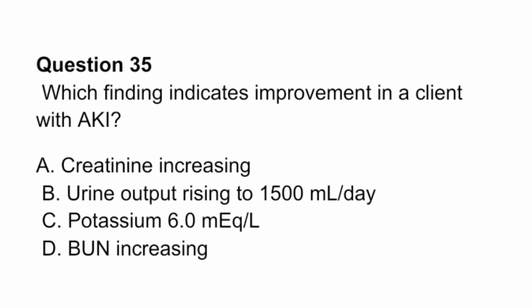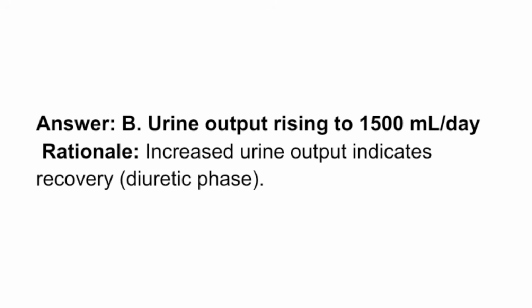Question 35. Which finding indicates improvement in a client with AKI? A. Creatinine increasing. B. Urine output rising to 1,500 milliliters per day. C. Potassium 6.0 milliequivalents per liter. D. BUN increasing. Answer: B.